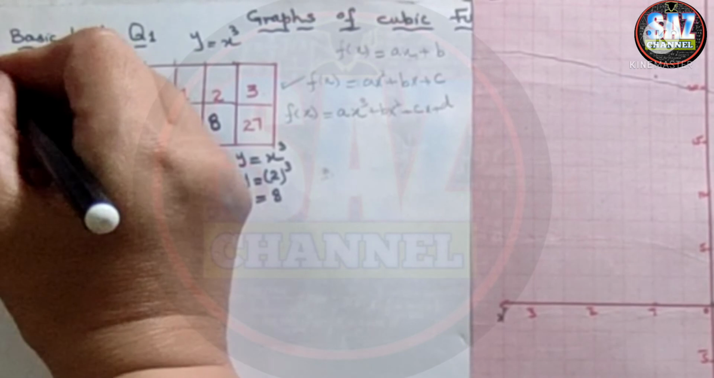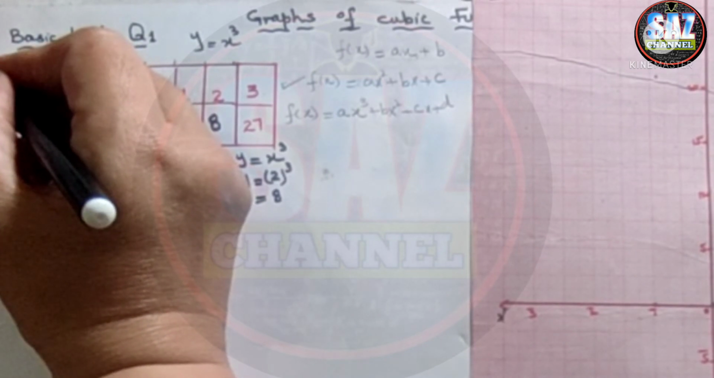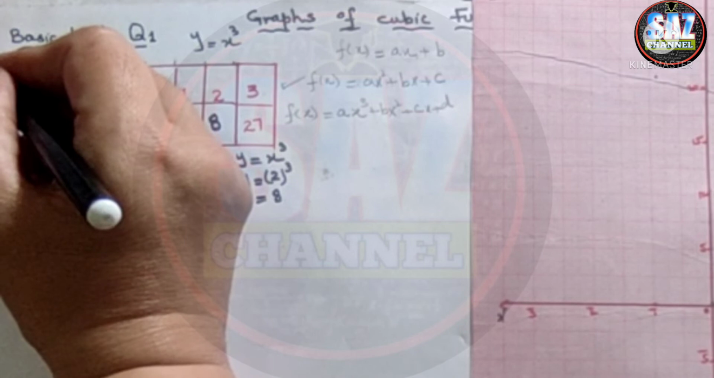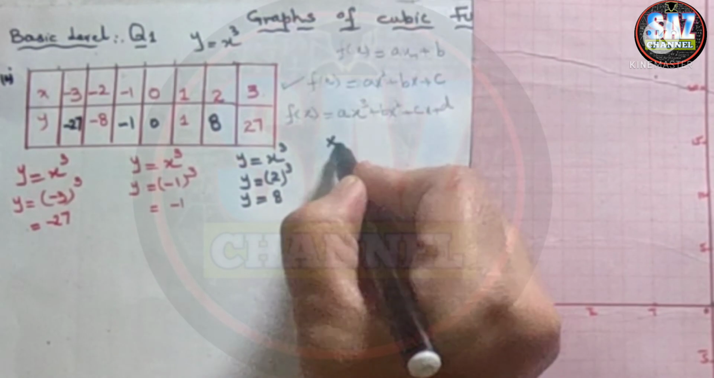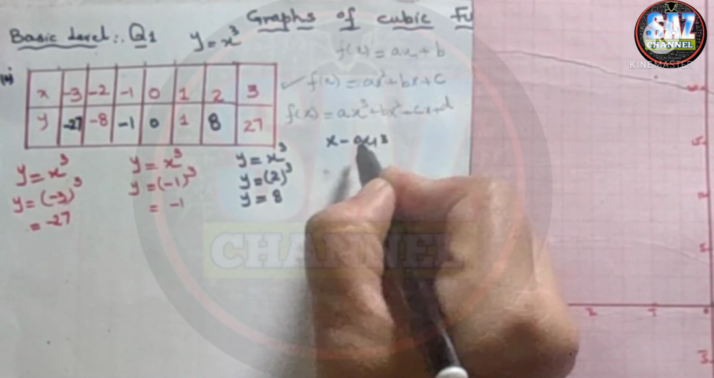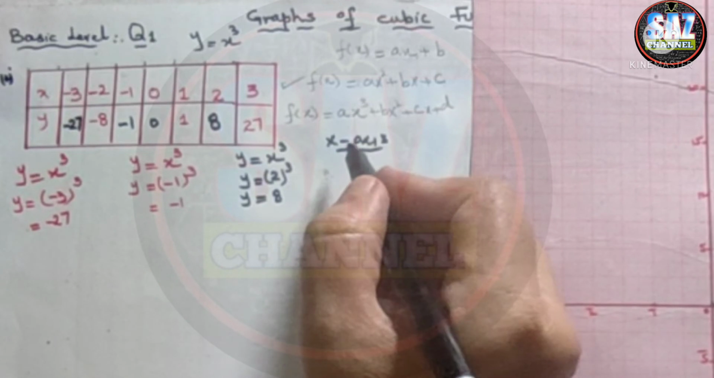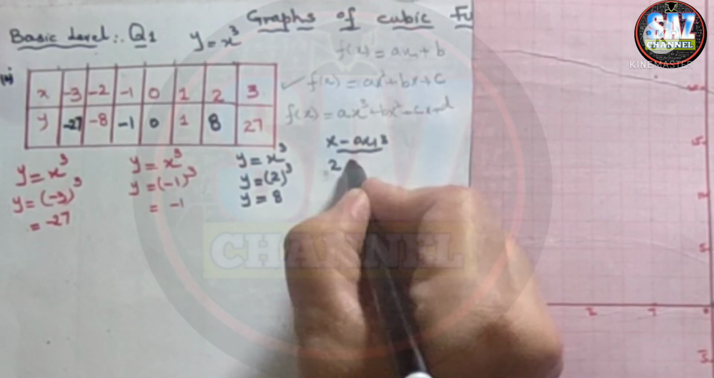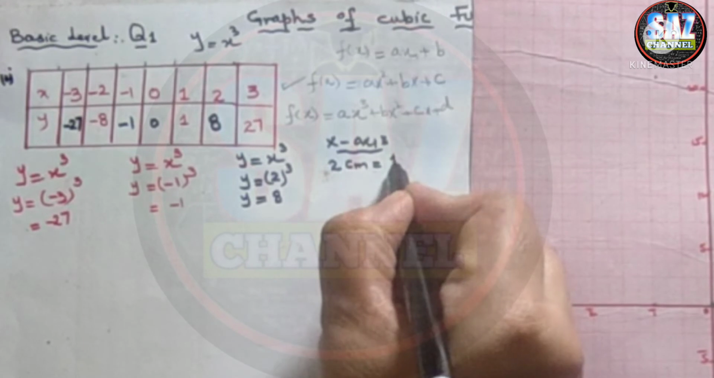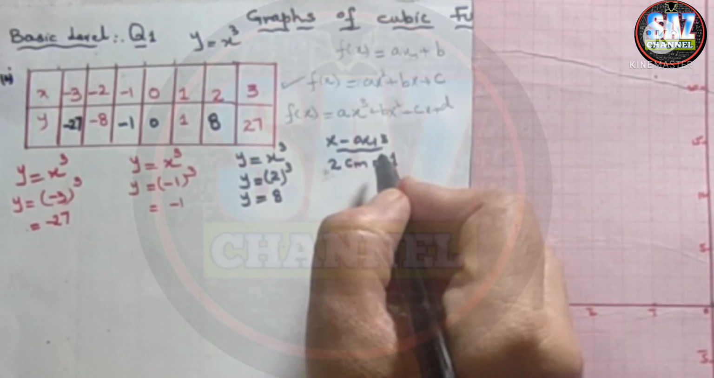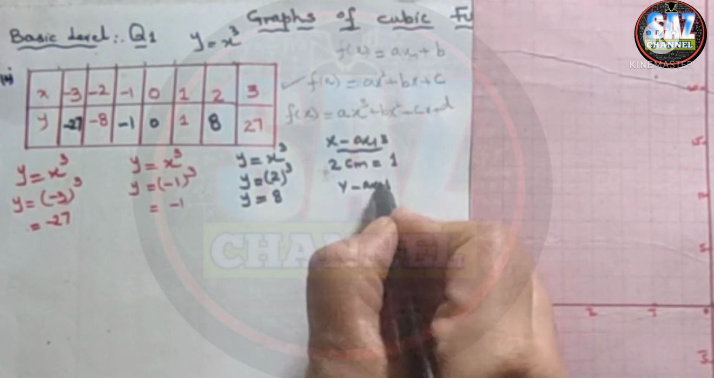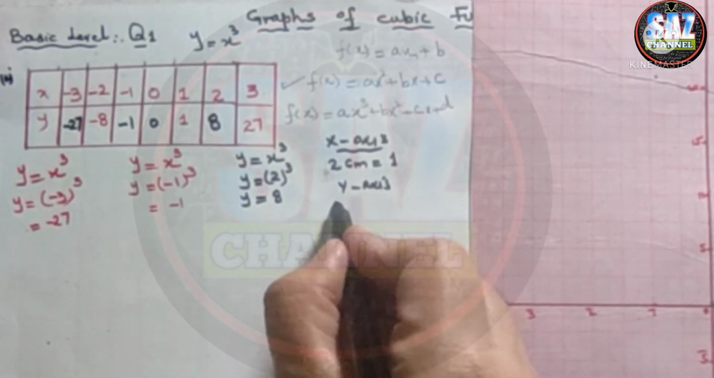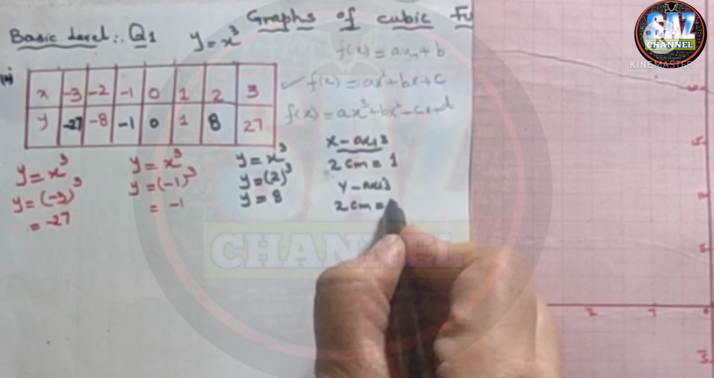And the second part says that we have to draw the x-axis, and the scale is that 2 centimeter equals 1 unit for the x-axis. For the y-axis, the scale which is given in the question is 2 centimeter equals 5 units.